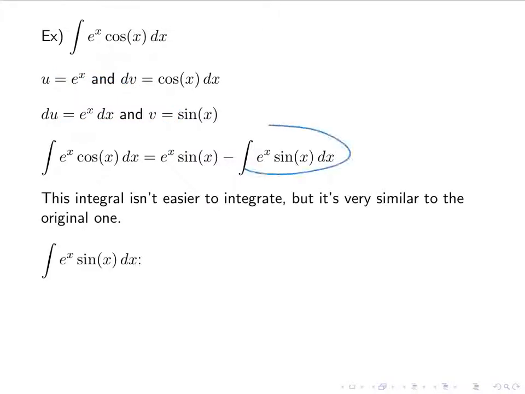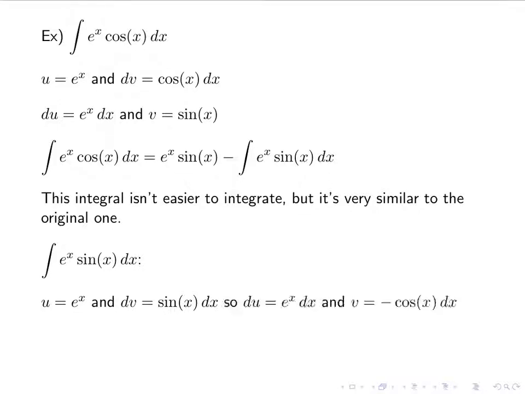So I start with this guy, and we'll plug it back in after. So e to the x sine x dx, I'm now going to do by parts on that integral. Again, just like before, we're going to let u be the exponential, let dv be the trig. Differentiate it. Again, I get e to the x dx. The integral of sine is negative cosine.